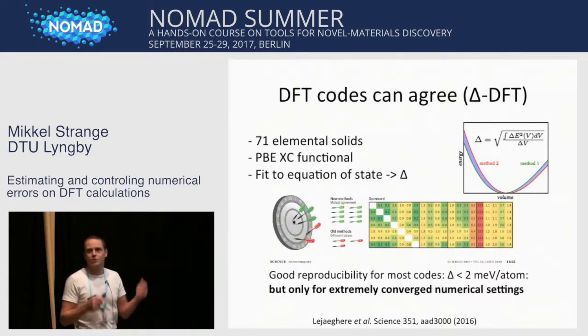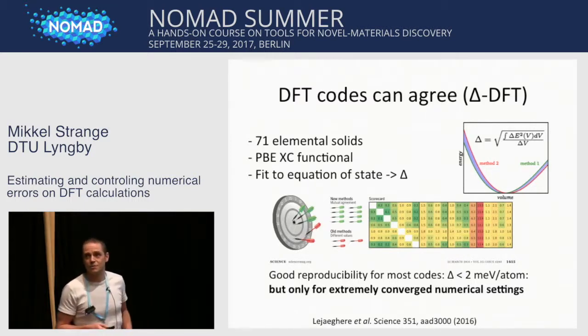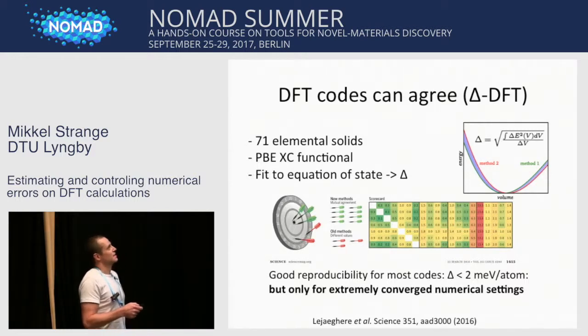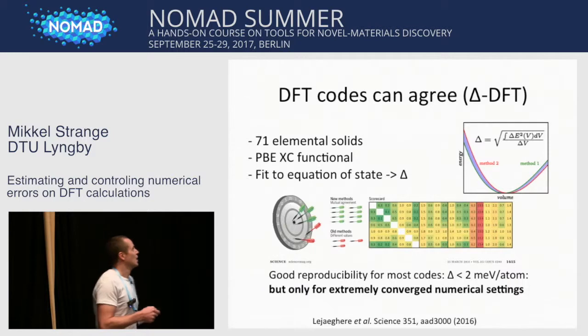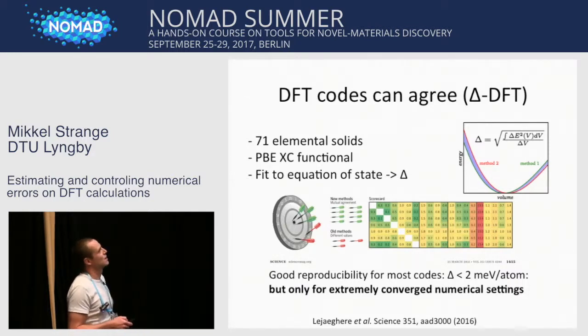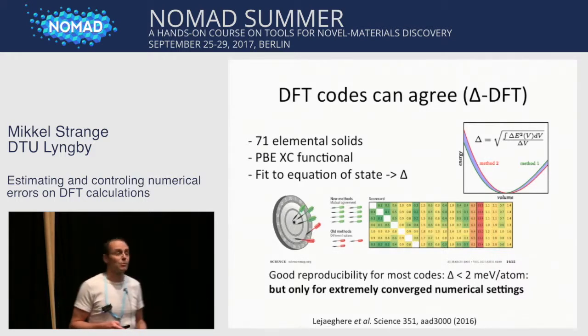What this slide is supposed to illustrate is that codes, when they are really converged with extreme numerical settings, much more than you would use in daily life, can agree. The green colors mean there's very good agreement, and in general the all-electron codes, the most precise ones, show the best agreement with each other. The yellow ones are PW pseudopotential calculations, and the red ones, which are principally bad, are some old pseudopotential calculations that nobody does anymore. In principle, one can get these codes to agree with each other, but you have to use really high numerical settings, like a really high basis set and so on.